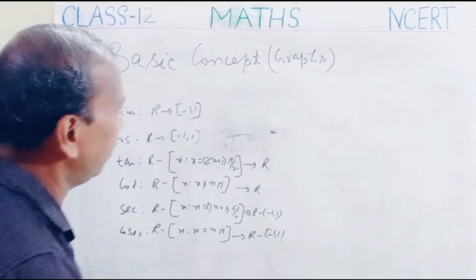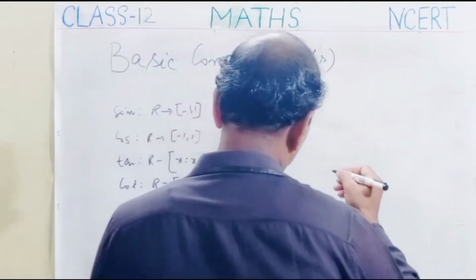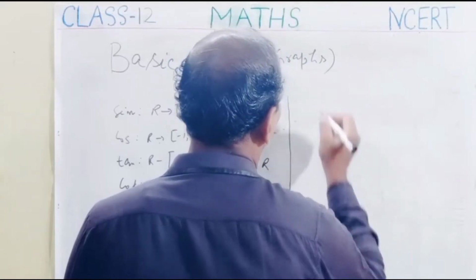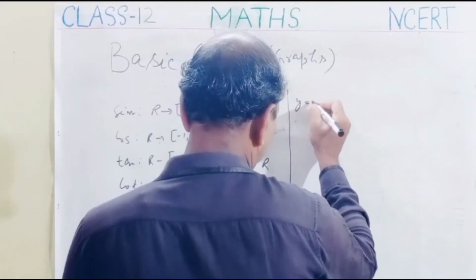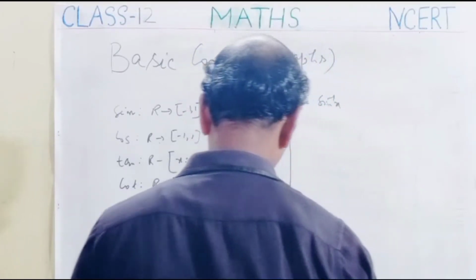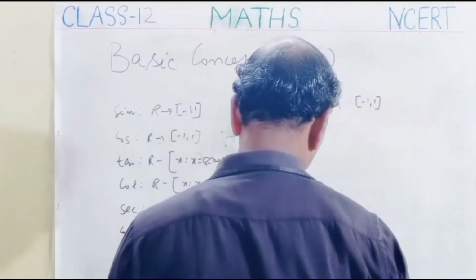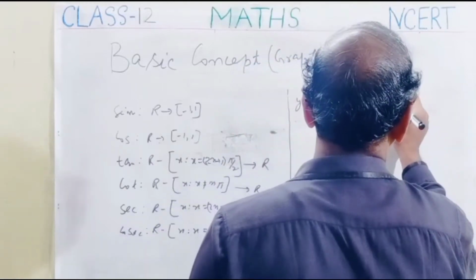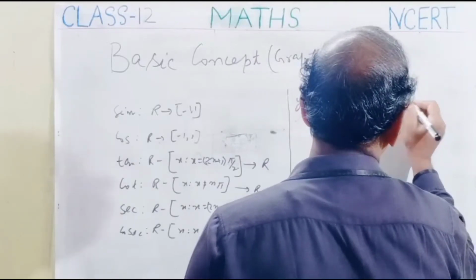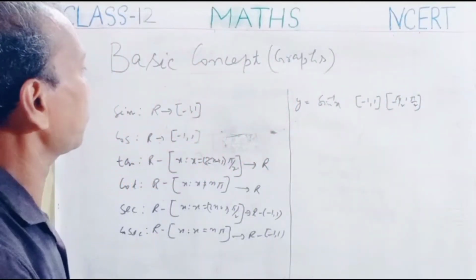Similarly, in the case of the inverse trigonometrical functions, suppose I am taking y is equal to sin inverse x. This is the function, and its domain will be -1 and 1, and the range is minus pi by 2 and pi by 2.